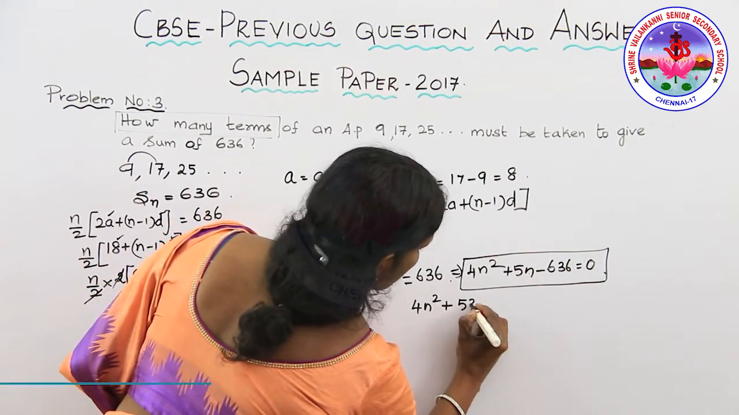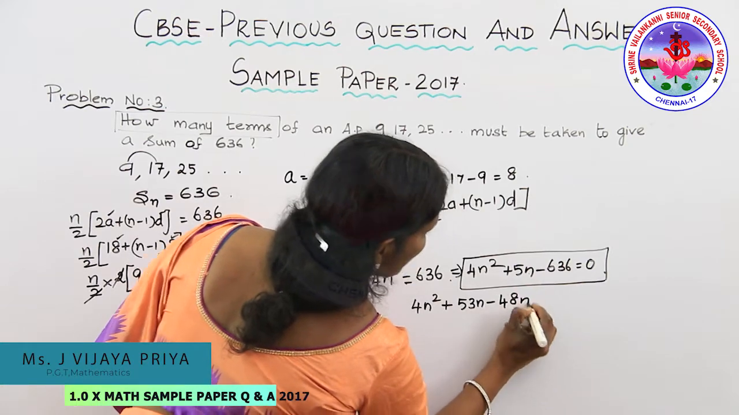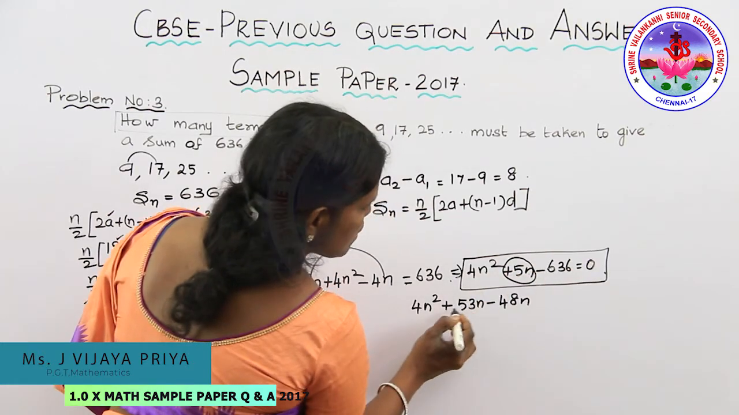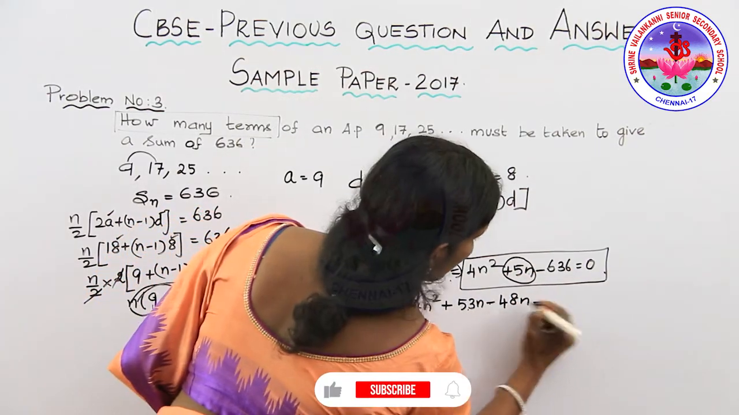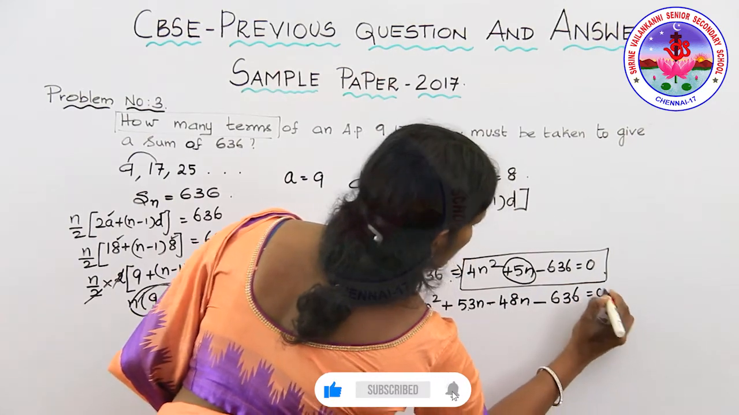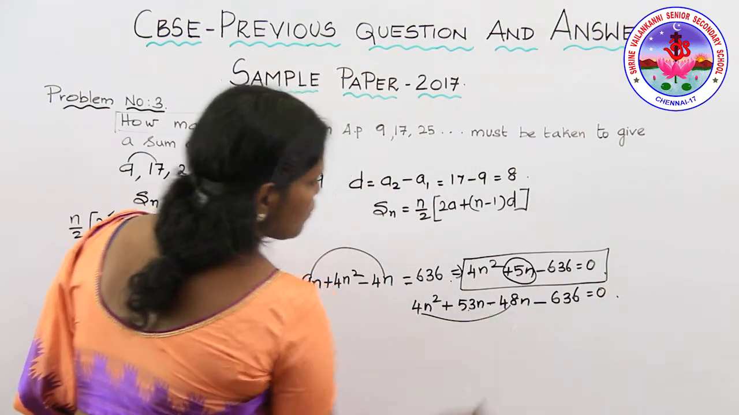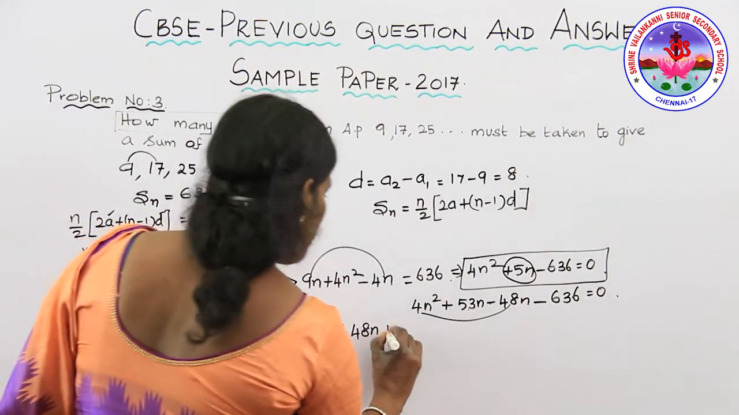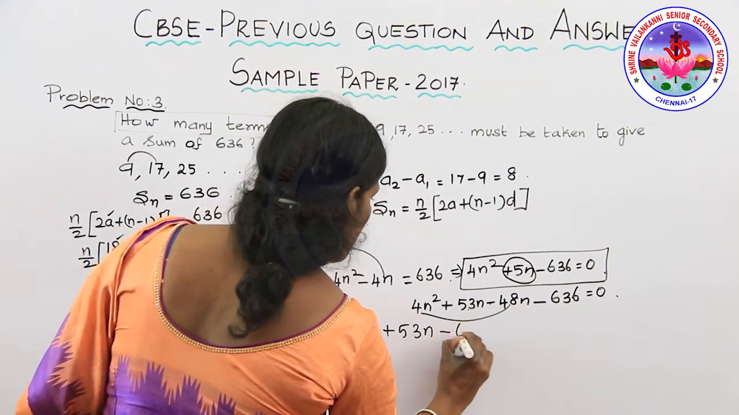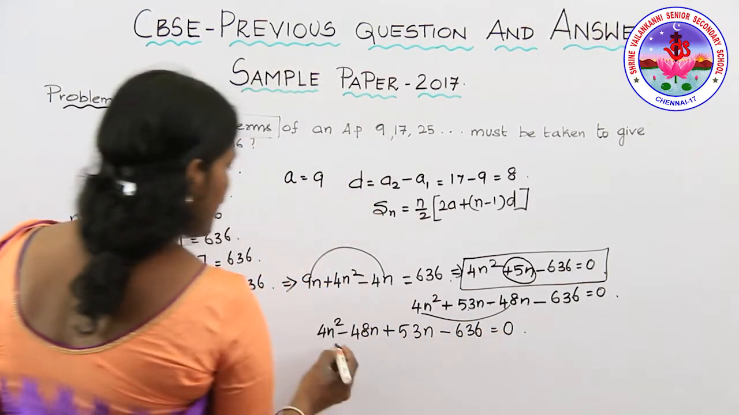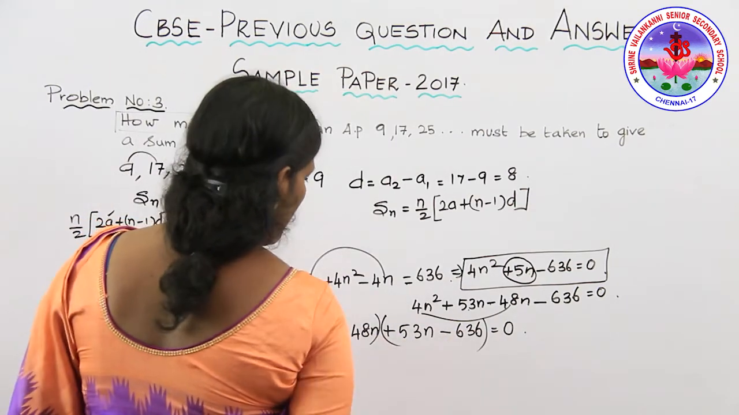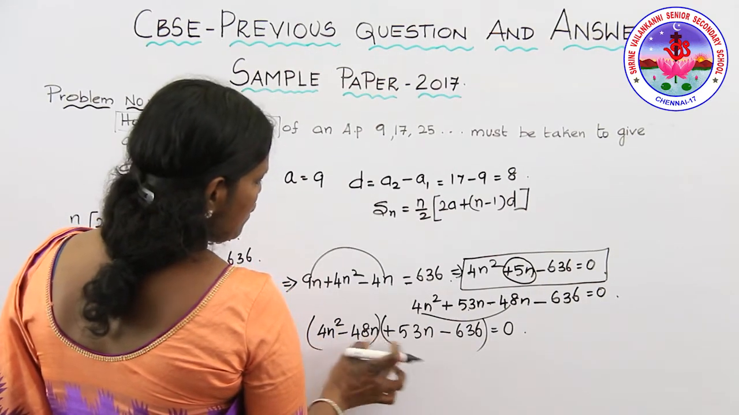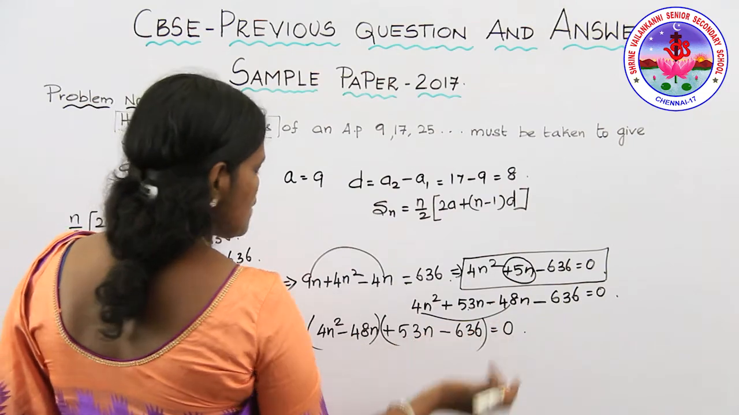I am writing plus 53n minus 48n. So if I simplify, I will be getting plus 5n. So I have split up the middle term as plus 53n minus 48n minus 636 equal to 0. Now I am going to join this together: 4n squared minus 48n and plus 53n minus 636 is equal to 0. I have 4 terms, grouping in 2s. I will be getting the first expression 4n squared minus 48n, and the second bracket as plus 53n minus 636.